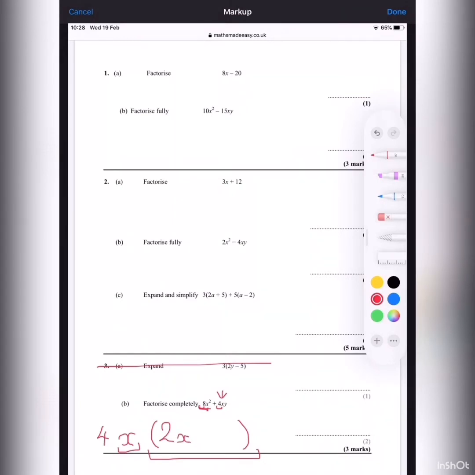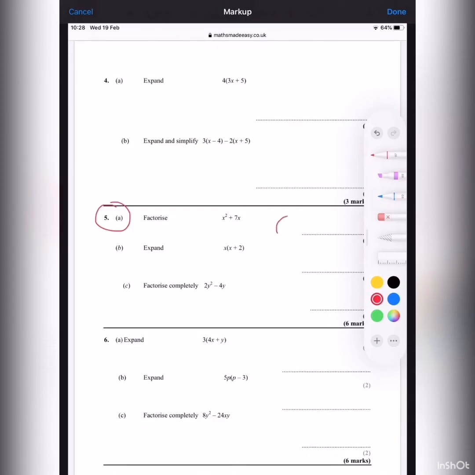And then we look at this 4xy. Well, we've already taken that 4 because we've got it here. We've already taken that x because it's here. So therefore we must just have to times that by plus y. Remember? One bracket because there's only 2 terms.